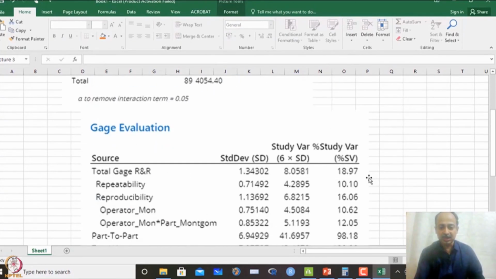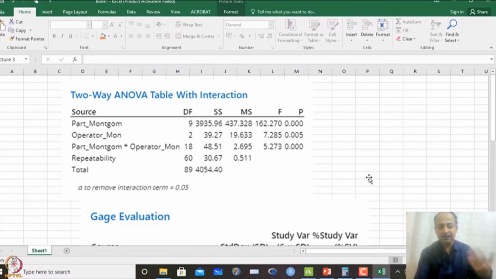But the overall concern over here is that we have operator to operator variations happening, and also there is a part to operator interaction that is observed. So, we can correct that one and try to look more into the instrument and figure out what is going wrong, but the instrument can be suggested for use for the time being. And we figure out how to reduce this interaction between parts and operators, and operator to operator, how we can reduce that further, so that it becomes insignificant basically. So, we will stop here.